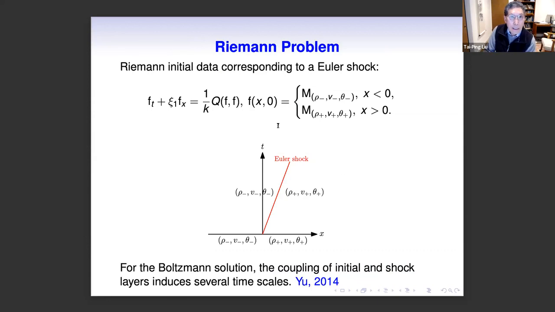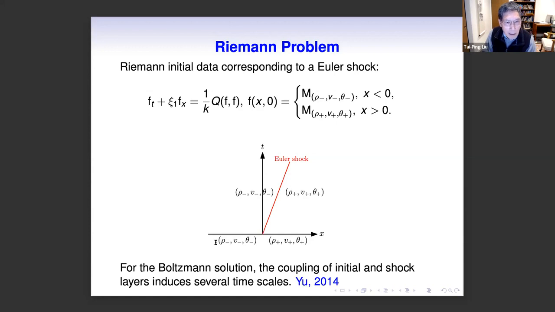So let's start with the Riemann problem. Now, the Riemann problem is important for hyperbolic conservation laws. And it is also important for the Boltzmann equation because, for one thing, you can scale x and t. So for x large, the Knudsen number becomes small and so on. And so it's related to the zero mean free path problem.